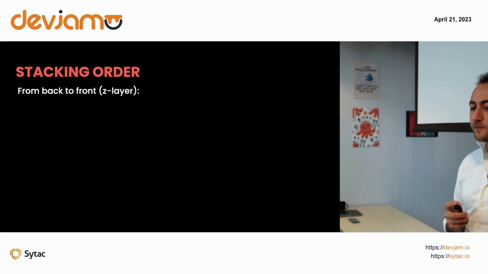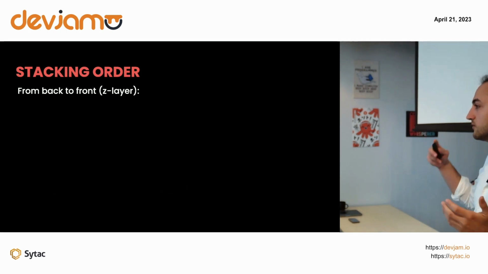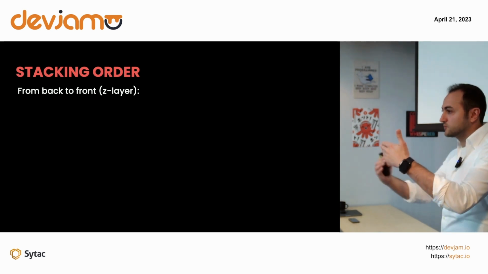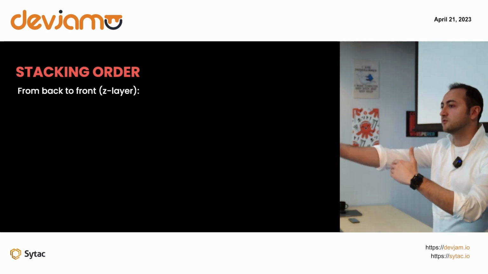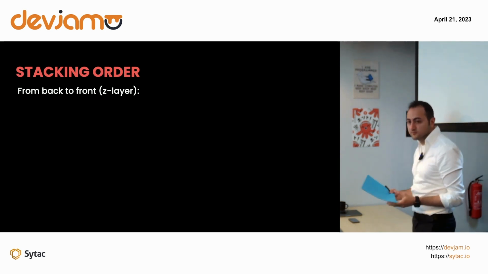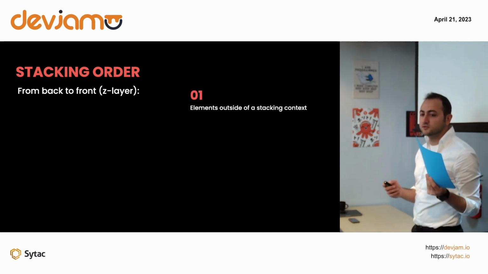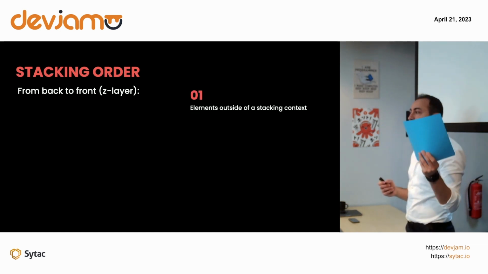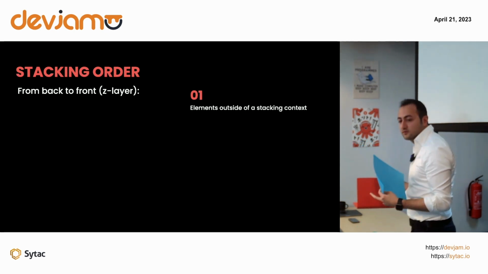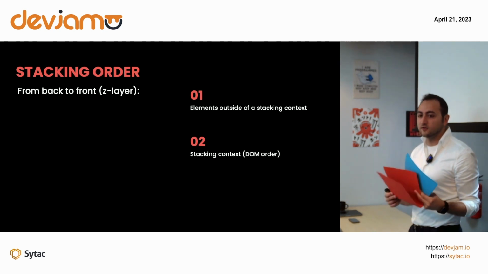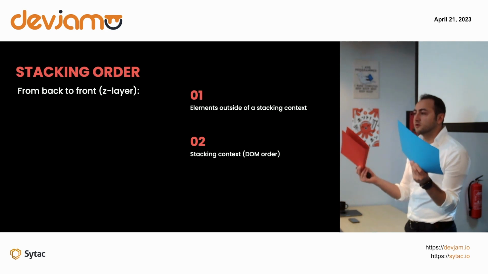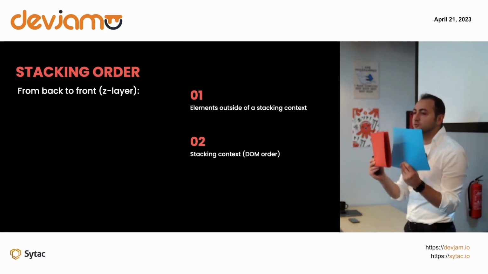Well, let's see why. The stacking order algorithm is as follows, but that's a very simplified version of it for now. From back to front, assuming that the front will be on top, you will first have elements outside of stacking context, so just normal pages, and on top of them will come stacking contexts. So if 2 elements overlap and one of them is a normal element, and the other one is a stacking context, the stacking context will show on top.